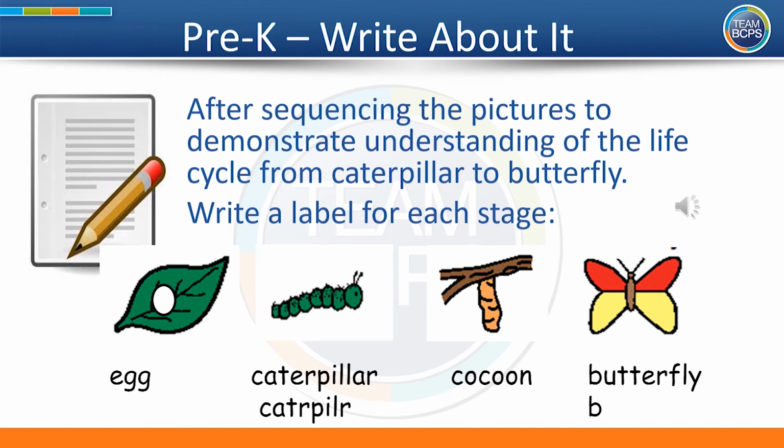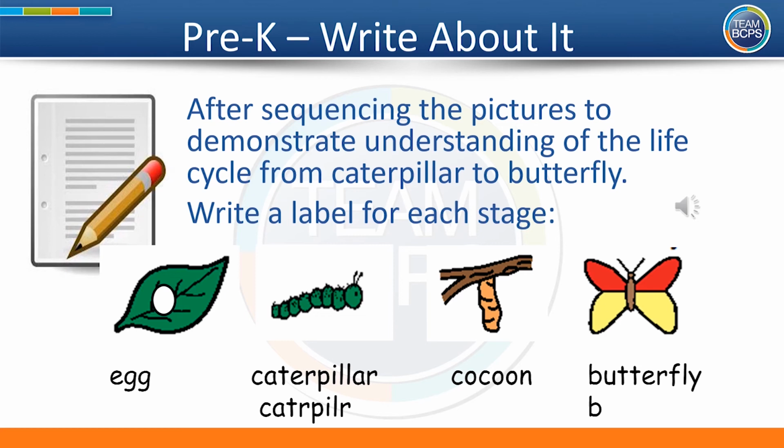Egg, caterpillar, cocoon, butterfly. Some friends may be able to write the first letter sound that they hear in the word. For example, in the word butterfly. Let's think. What sound do we hear at the beginning of the word butterfly? B, b. Butterfly. We hear the b sound, like letter B. So some friends may write the letter B for butterfly.